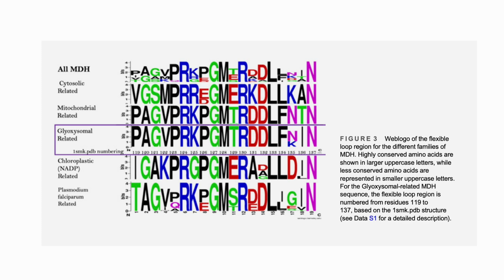So to address that, we studied 6 residues in the loop. Some of these are highly conserved across MDH, such as glycine 127 and arginine 130, while others vary depending on cellular location.